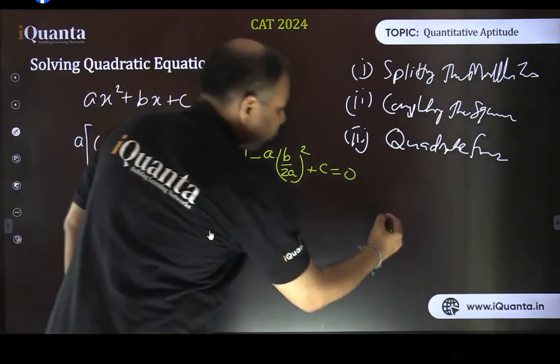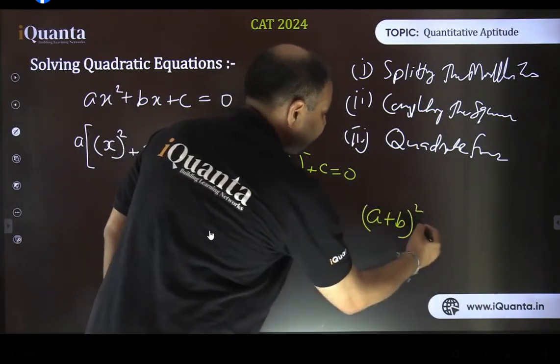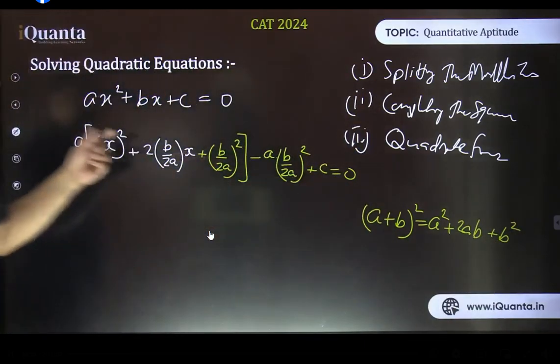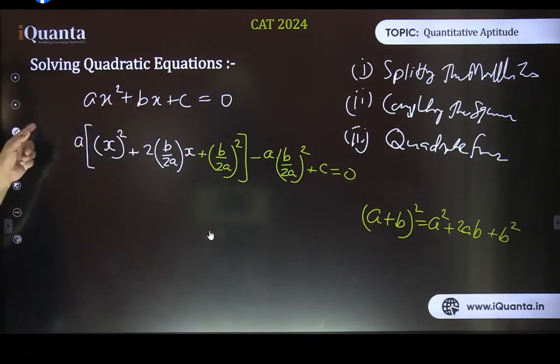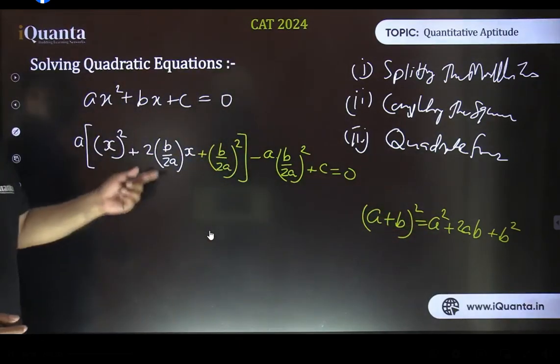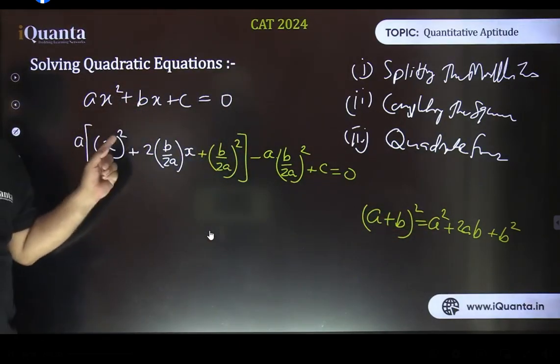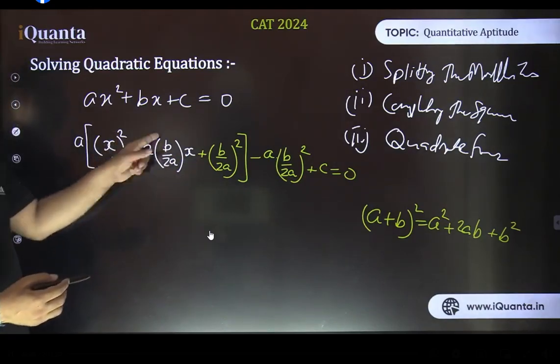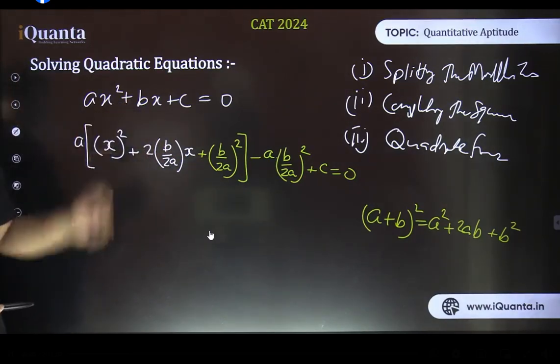See, don't forget that we just talked about a plus b whole square is a square plus 2ab plus b square, right? So in this case, again we want to complete the square. A I have already taken out common, so it is x square, which is acting as my a square. Then 2ab, how are we going to get 2ab? From this b upon ax, I need to get 2ab. So 2 into x into b by 2a. Simplify this, how much do you get? It is b upon a. And when multiplied with a, it was actually bx, right?